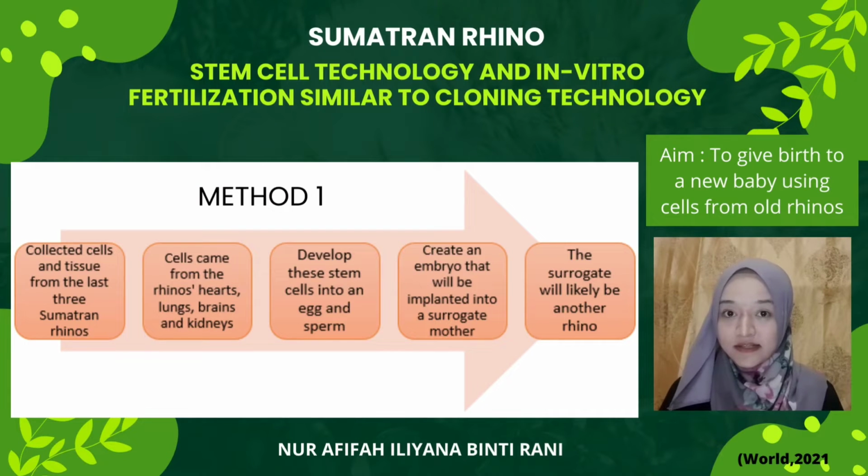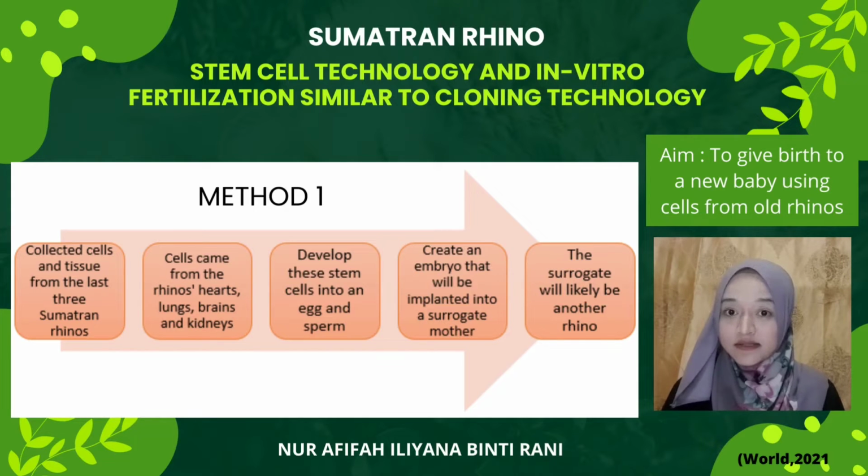This biomolecular technique, according to research by Baston Gokon, the project focused on stem cell technology and in vitro fertilization. The process is similar to cloning technology in that it aims to give birth to a new baby using cells from old rhinos. Iman, the last Sumatran rhino, died last November, bringing the endangered species one step closer to extinction. Now, scientists are hoping to use tissues and cells from Iman and other dead rhinos to bring the population back.